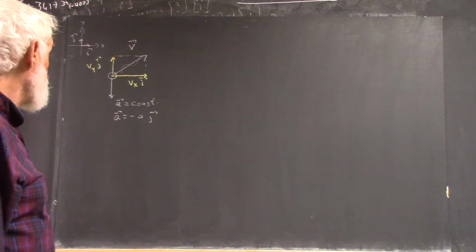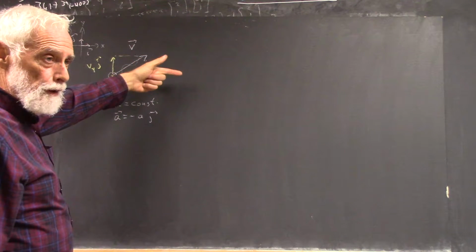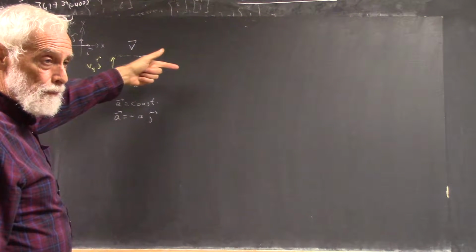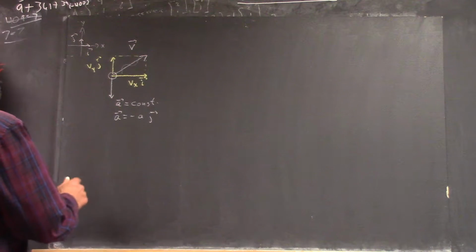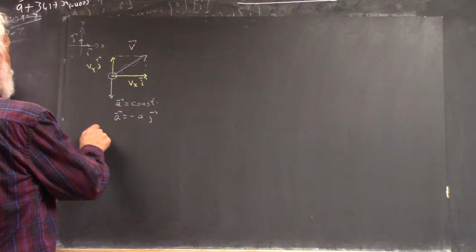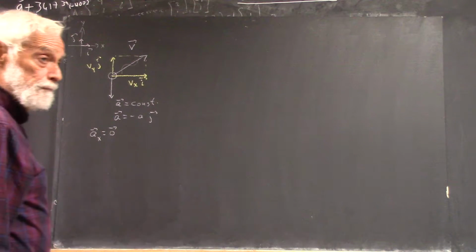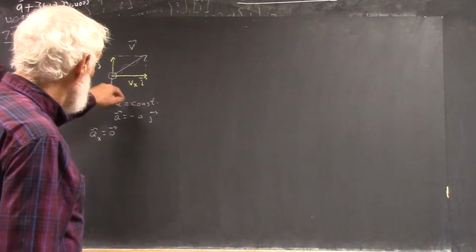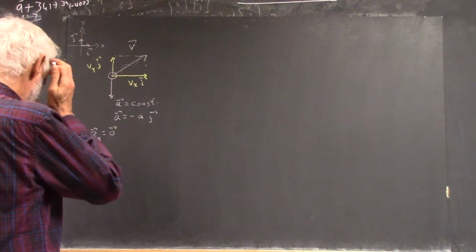In this case, there is no acceleration in the I direction. Okay? So, A x is just a zero vector. Okay? Because all the acceleration's in the Y direction. A is just negative A j.